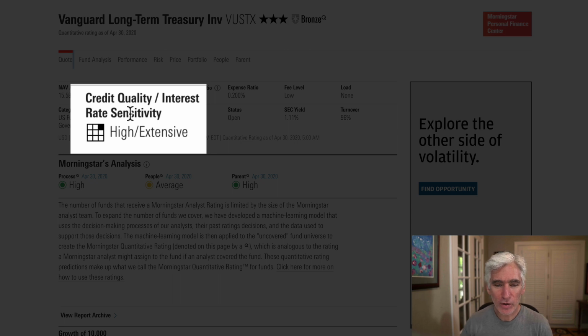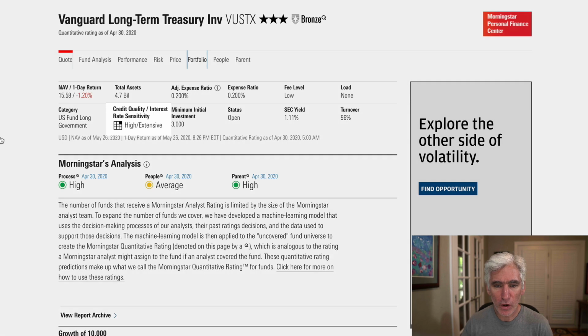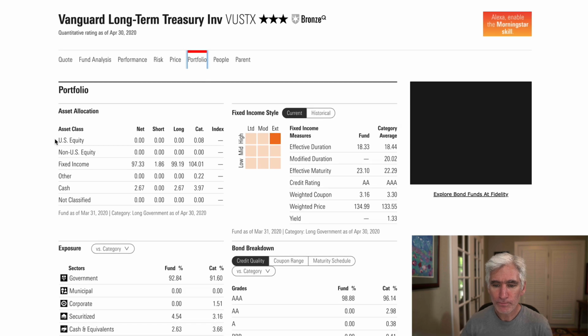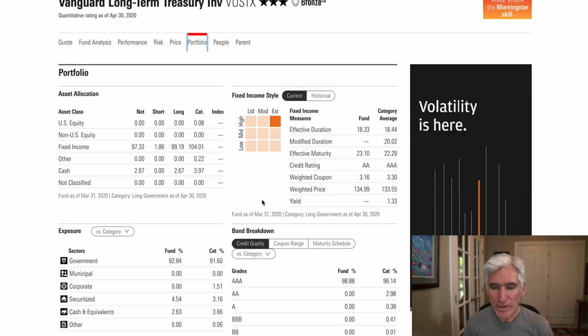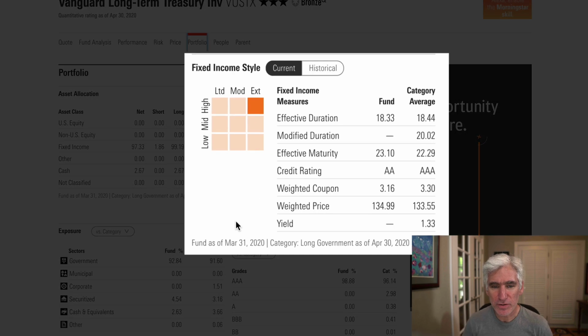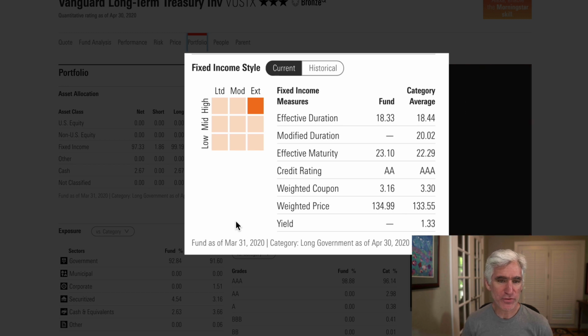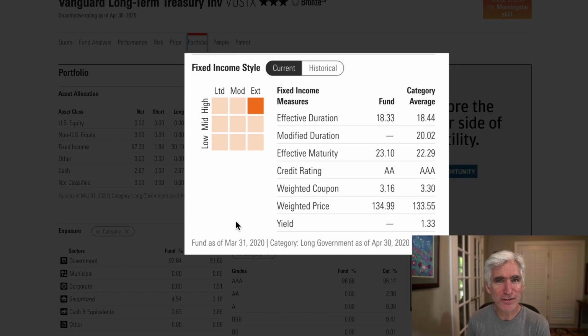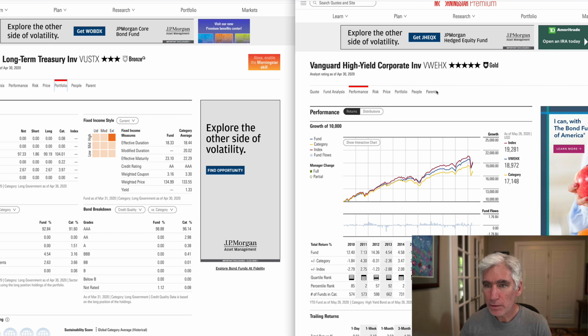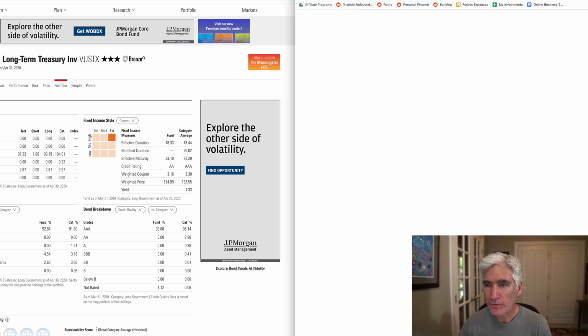So let's take a look at this style box, but a larger version of it. If we go to portfolio, we can see it here. We can see the top right is colored in. Again, that tells us credit quality is excellent, but it's very sensitive to interest rates. And that raises a question: just how sensitive is it? What does that mean? Can we talk turkey here? What does that mean for us as investors? To answer that, I'm going to show you a couple of different funds.